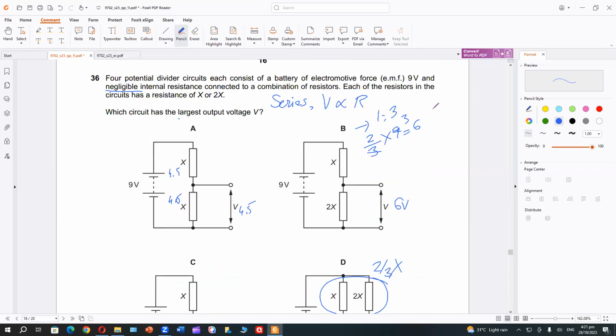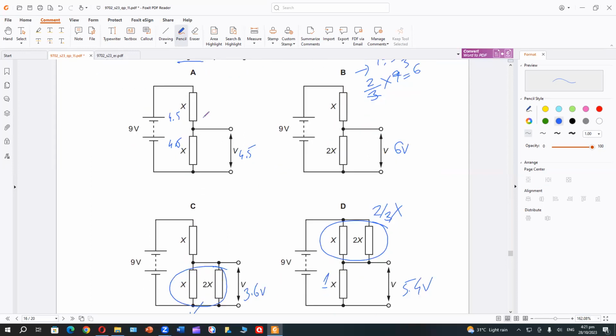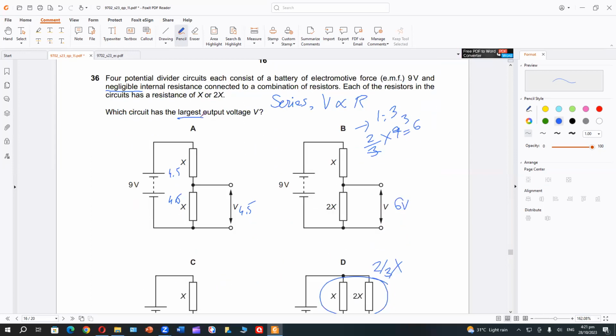Which has the largest output voltage? B. Yes. Oh, right.